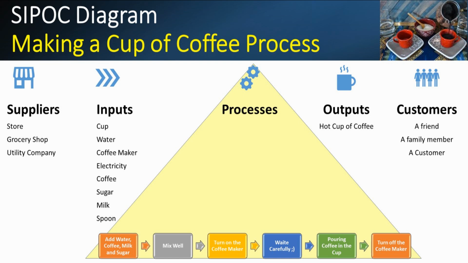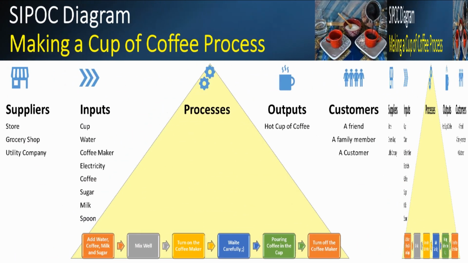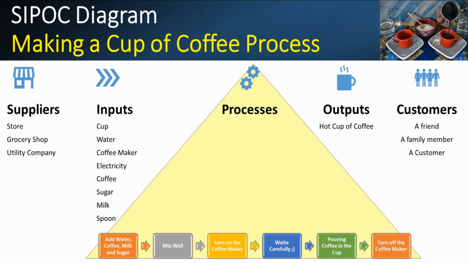Suppliers who provide the inputs could be store and utility company. Inputs, those are the needed resources and ingredients to start the process, which could be cup, coffee, water, milk, sugar, spoon, and electricity. Process, which is the steps you take to get things done, can be described as add water, coffee, milk, and sugar. Then mix well. Then turn on the coffee maker, and wait carefully.